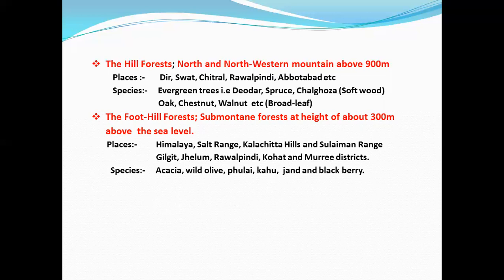The species found in this type of forest are acacia, wild olive, fulai, kahu, jand, and blackberries. These forests are classified as broad-leaved subtropical forests.